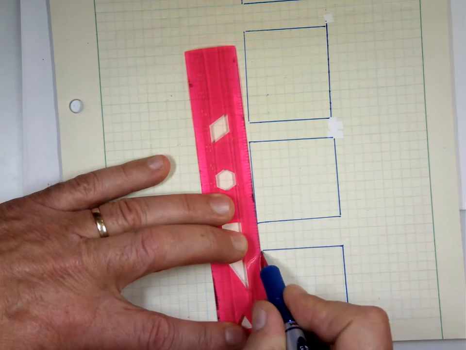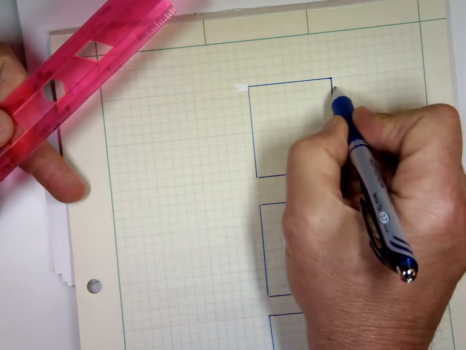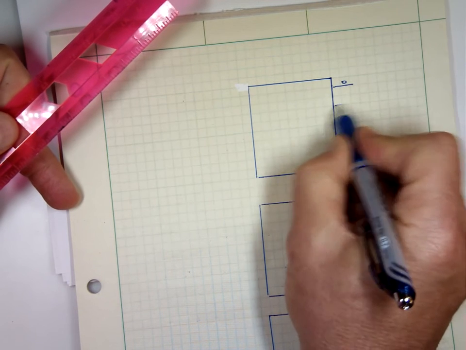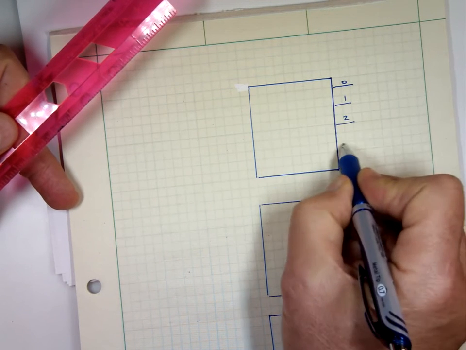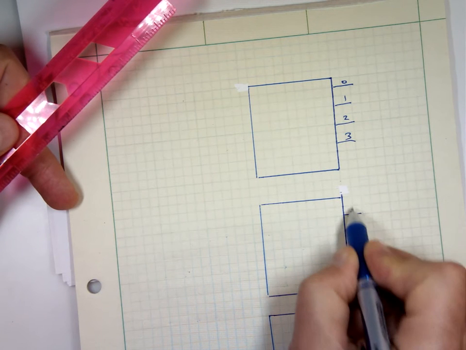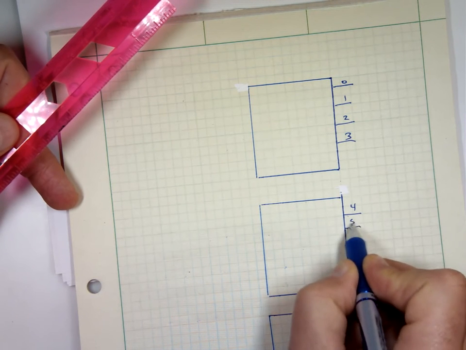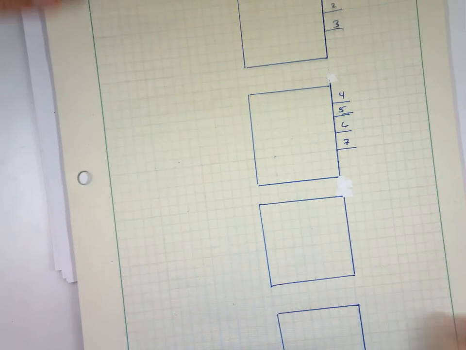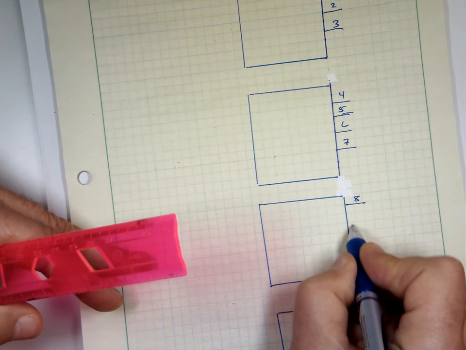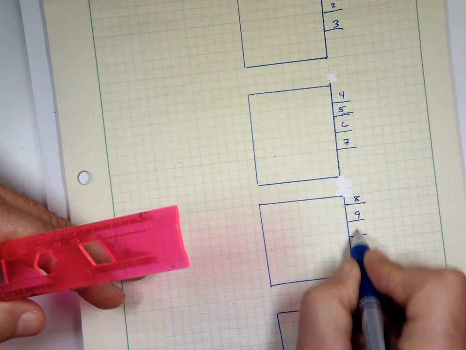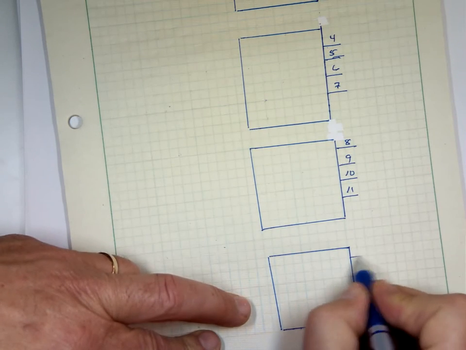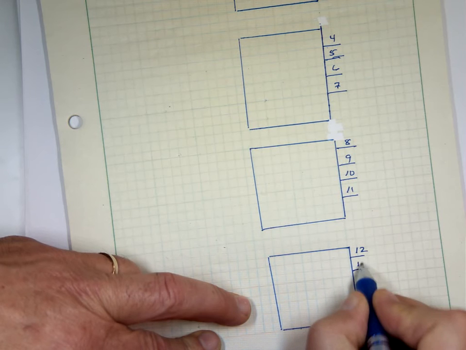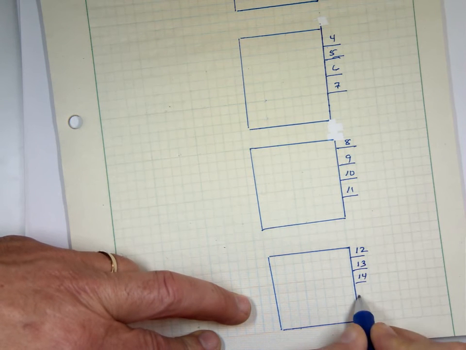So each one of these has 2 inputs and 4 outputs. I want that to be pin 0 really. This is 1, this is 2, this is 3. I want this to be 4, 5, 6, 7. I want that to be equivalent to pin 8, 9, 10, 11. And I want the last one to be 12, 13, 14, and 15.